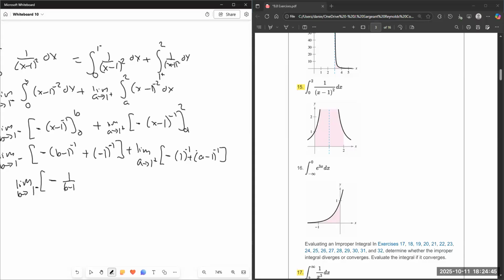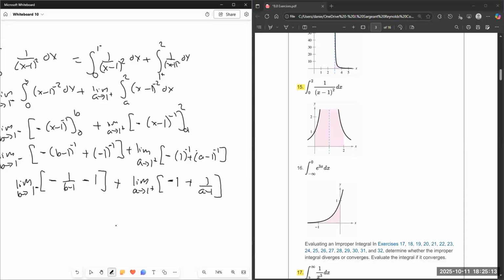The reciprocal of negative 1 is negative 1, plus the limit as a goes to 1 from the right of the reciprocal of 1, which is 1 times negative 1, is negative 1, plus 1 over a minus 1.